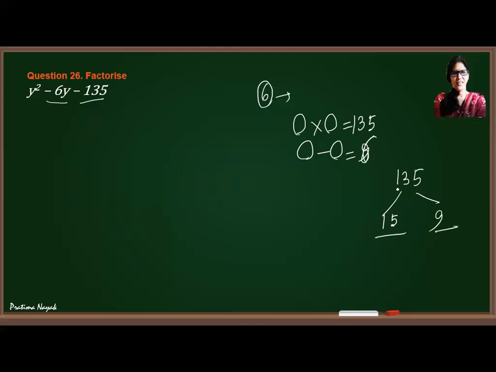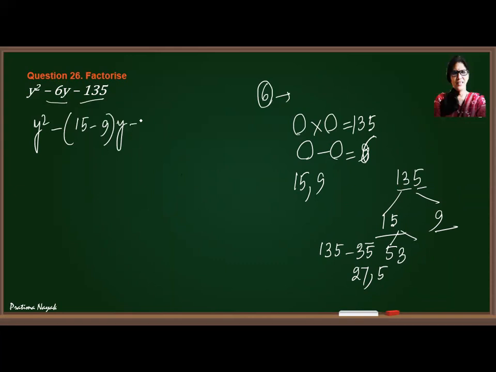9 fives are 135. By the trial and error method you can take 135 is equal to 35 into 5. You can take 135 is equal to 15 into 9. You can write 3 into 27. 5 into 27. You can go on writing, but I have got it. That is 15 and 9. So I'll write y square minus 15 minus 9 y minus 135.